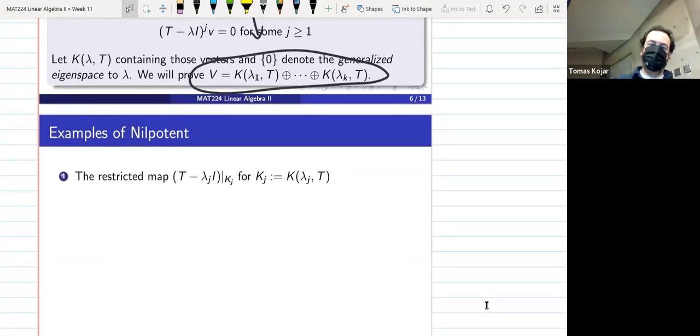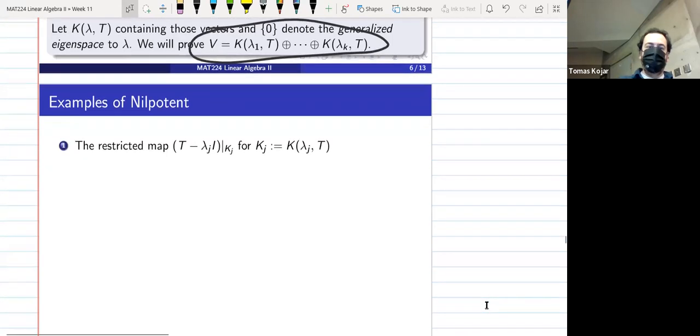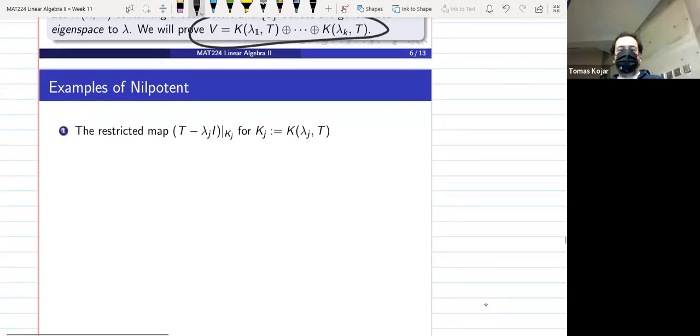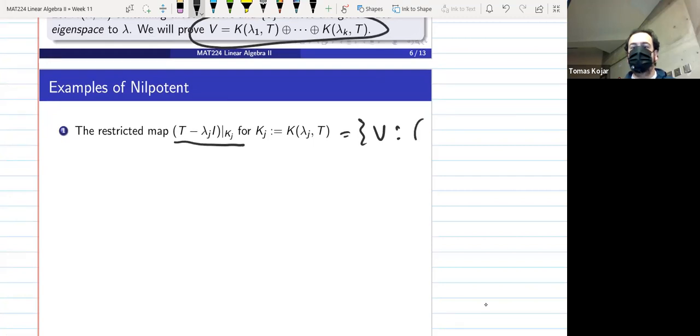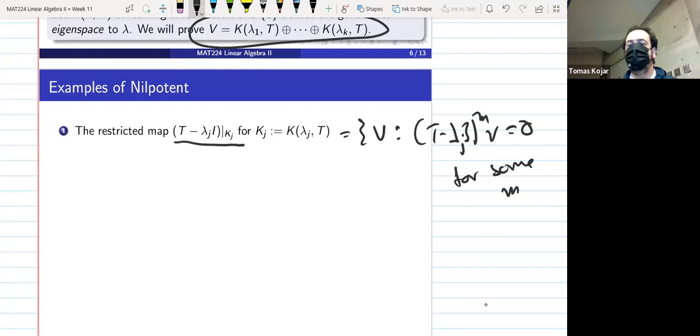With nilpotent, as you've seen from the homework, we look at this map where you restrict to K lambda. So these guys are all the v such that (T minus lambda I) to the M is zero for some M. You fix the eigenvalue, like two.